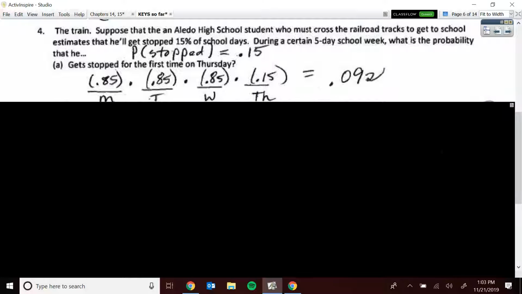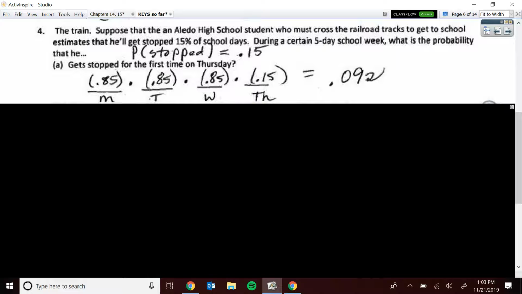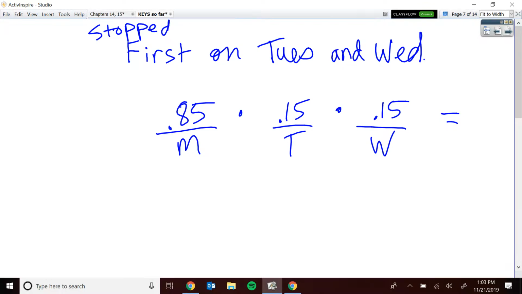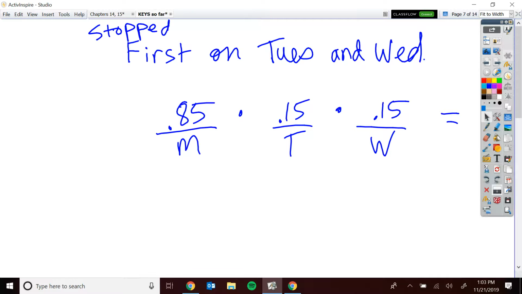Okay, now, this one. So, here's the deal on this next one. The way your question is written is this way. So, your question B is written like this: the first time you are stopped is on Tuesday and again on Wednesday. And so that's how you did that problem if you did it correctly.